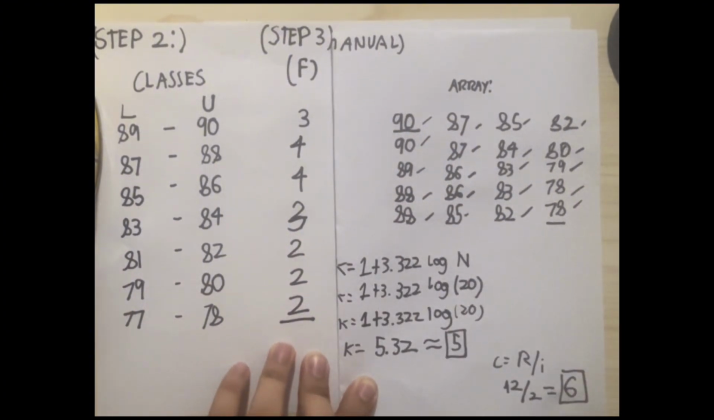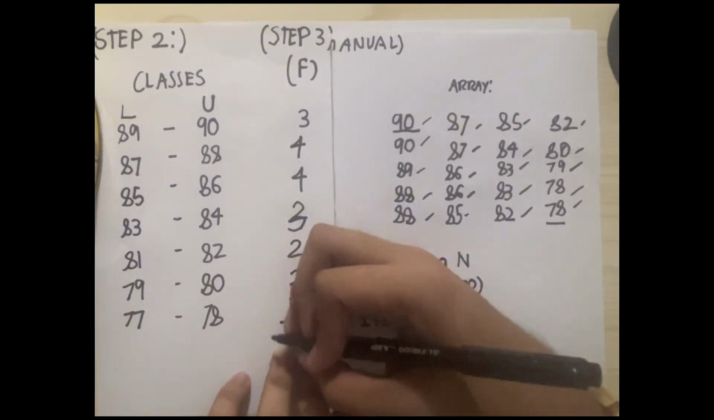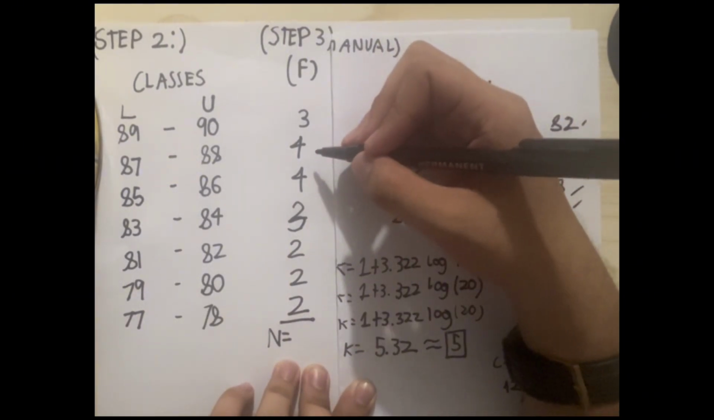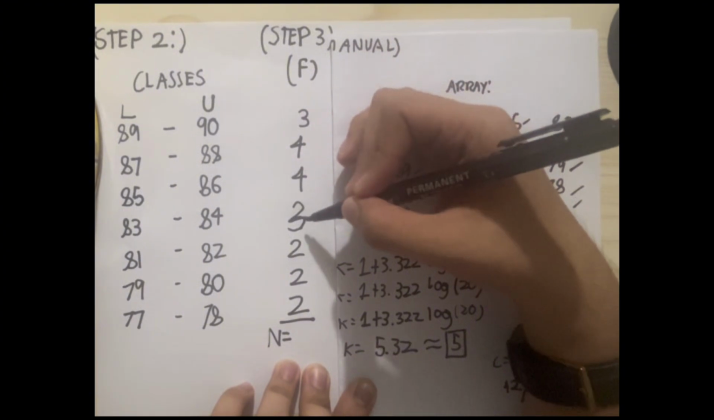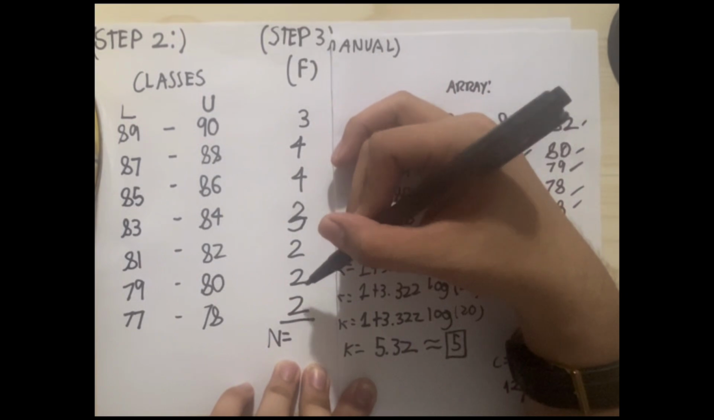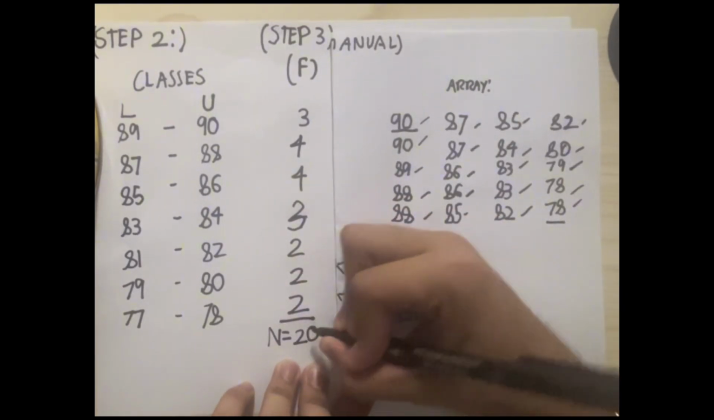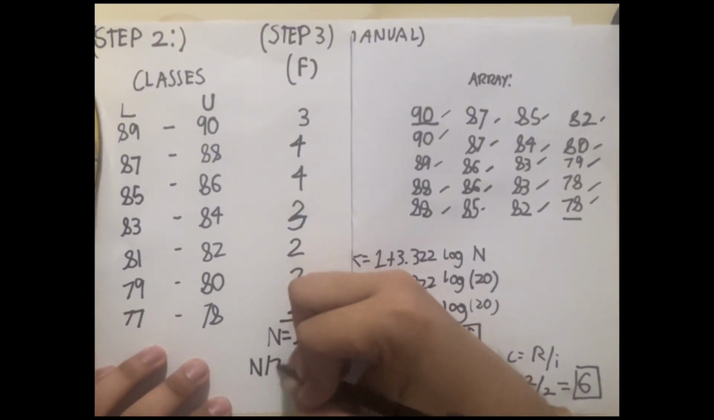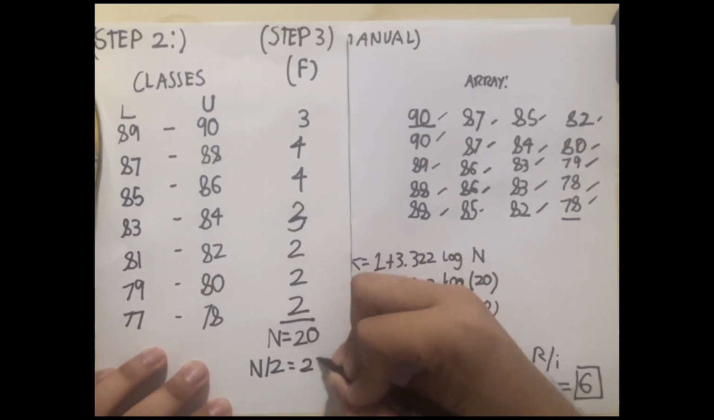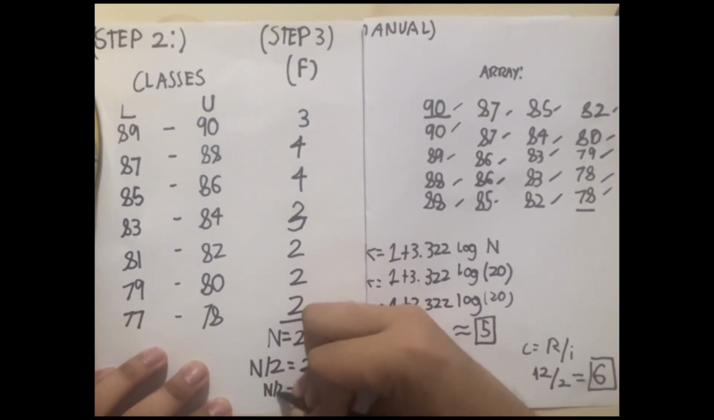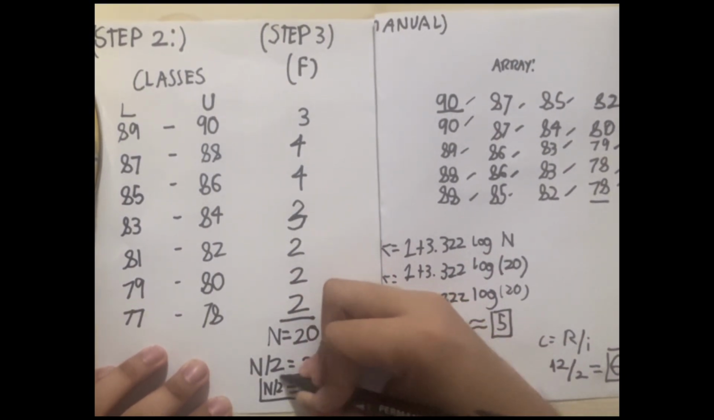Now we will be adding all of the numbers and we should get our n. Our n is 20. 3 plus 4, 7. Plus 4, 11. Plus 3, 14. Plus 2, 16. Plus 2, 18. And plus 2, 20. Now, the tutorial suggests that we will be getting the n over 2. To get n over 2, n, 20 divided by 2 is equals to 10. 10 is our n over 2.